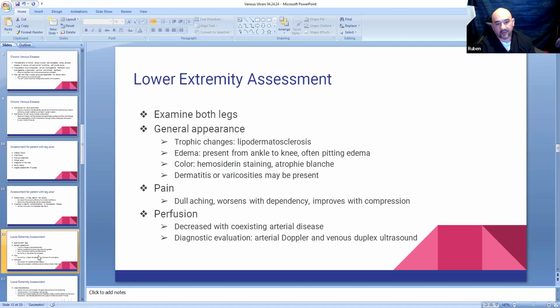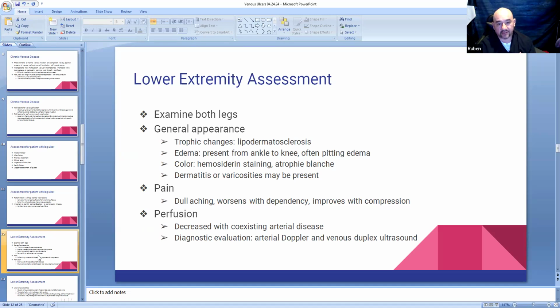Are there any varicosities? Are they having pain? Is it worsening when their legs are dangling? Does it improve when they actually get compression wraps on their legs? Because over time they say, wow, I really need my leg wrap because it's hurting. It feels better when it's compressed. So you have to watch out for those too. Is there perfusion?